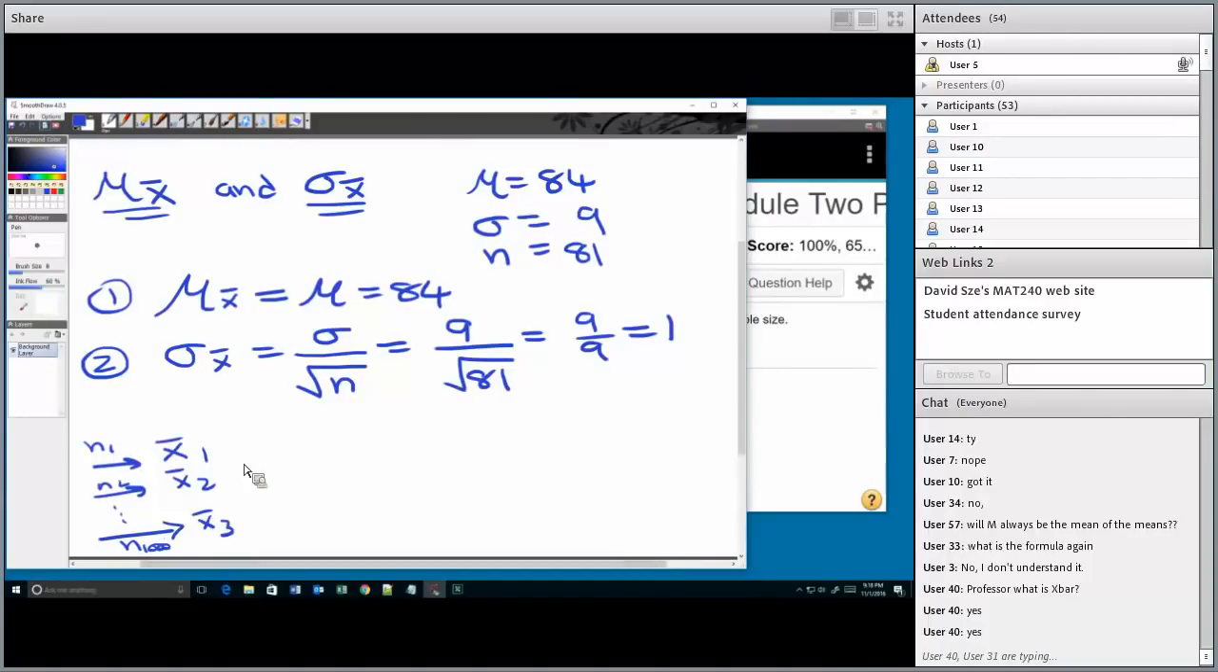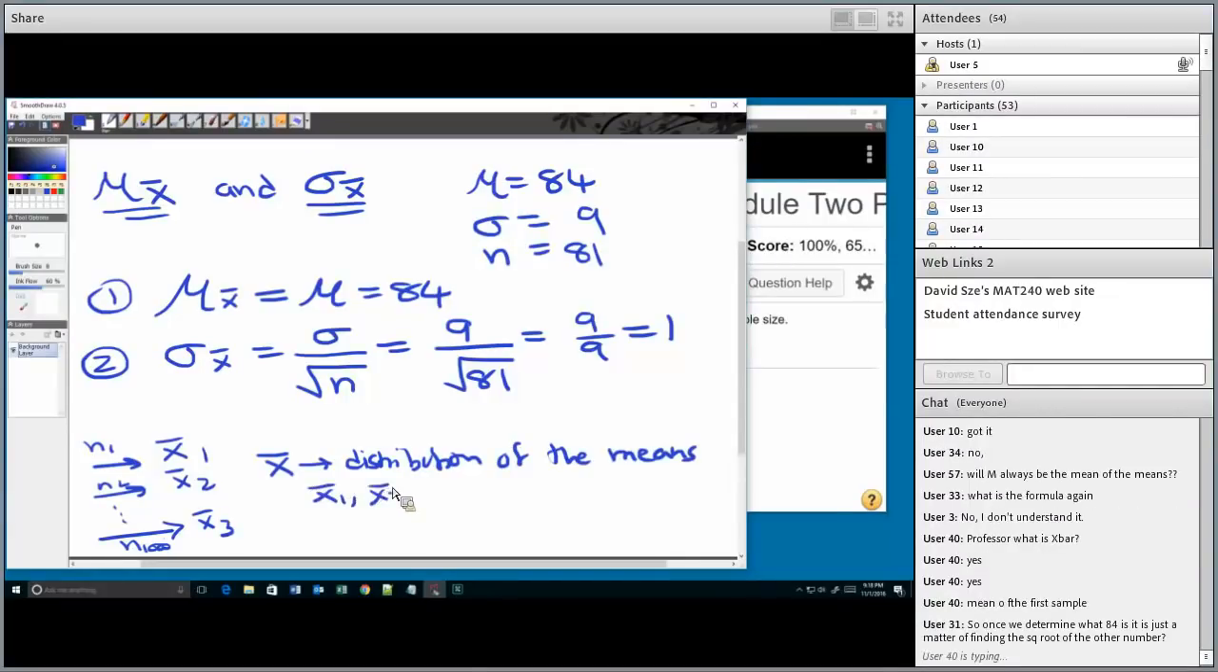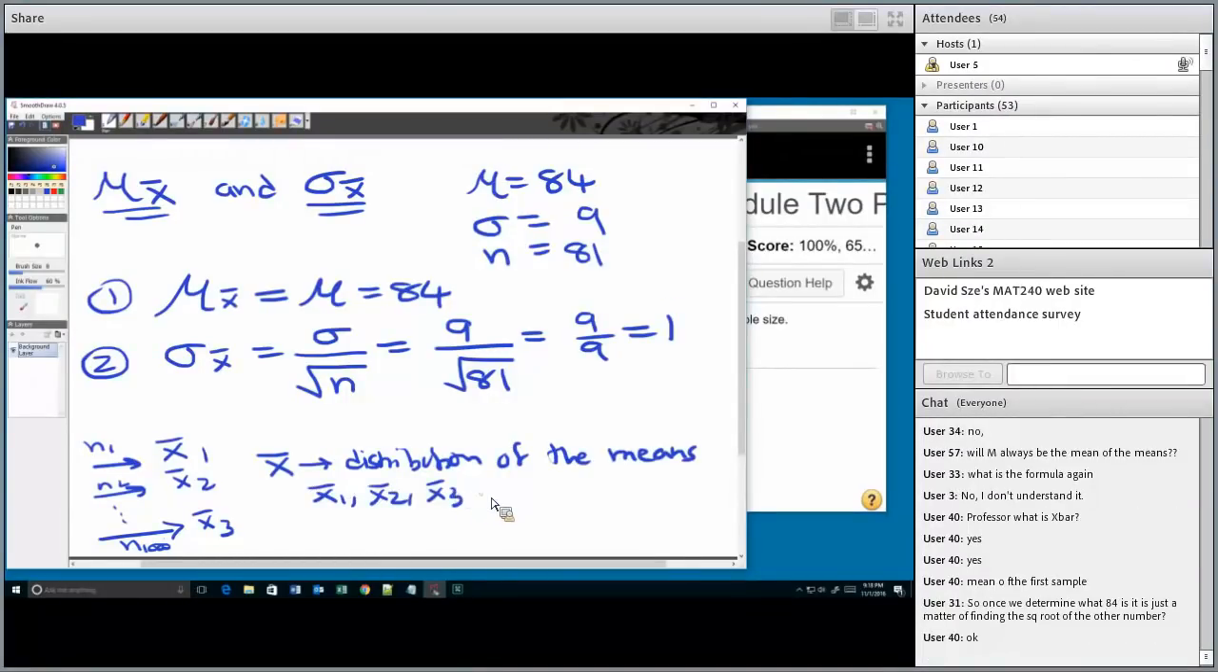Overall, X bar is a distribution. It's a distribution of the means, of all the means that we just calculated. So X bar is a distribution like X bar 1, X bar 2, X bar 3, and so on up to X bar 1000.